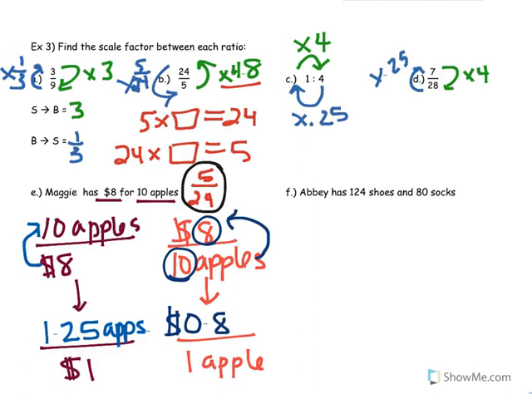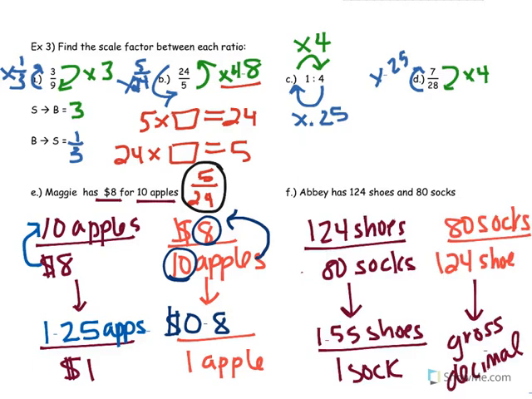Pause the video now and see if you can set up the two ratios for part F, Abby. 124 shoes to 80 socks, and then what is the other ratio? And then use those ratios and find the unit rates. Find the amount per one shoe and the amount per one sock. Alright, so you should have gotten 1.55 shoes per one sock. And then for the second one, actually you're going to get a really gross decimal. So you don't want to use that decimal, you want to use the original fraction: 80 socks per 124 shoes. Okay?